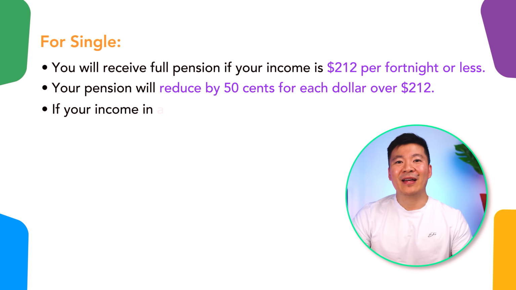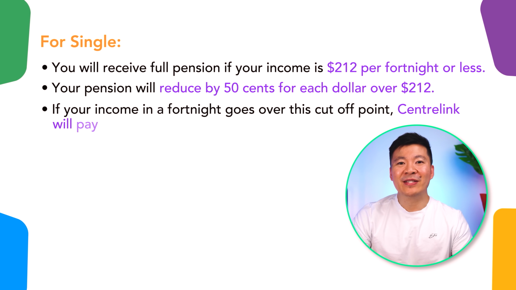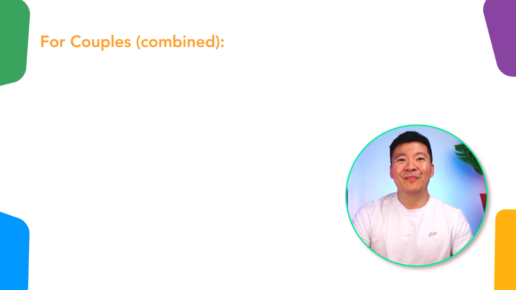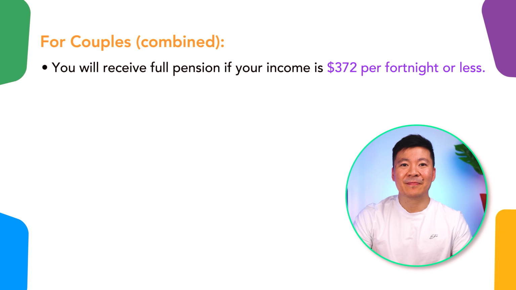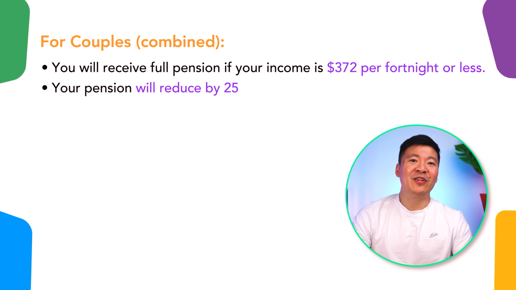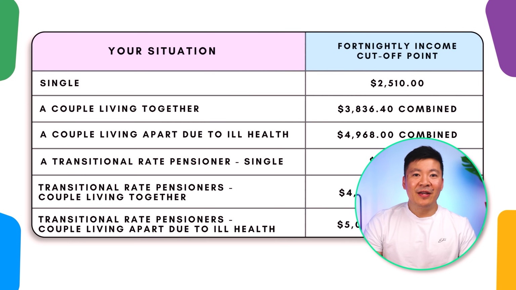If your income in a fortnight goes over this cutoff point, Centrelink will pay you $0 for that fortnight. For couples combined, you'll receive a full pension if your income is $372 per fortnight or less. Your pension will then reduce by 25 cents for each dollar over $372.